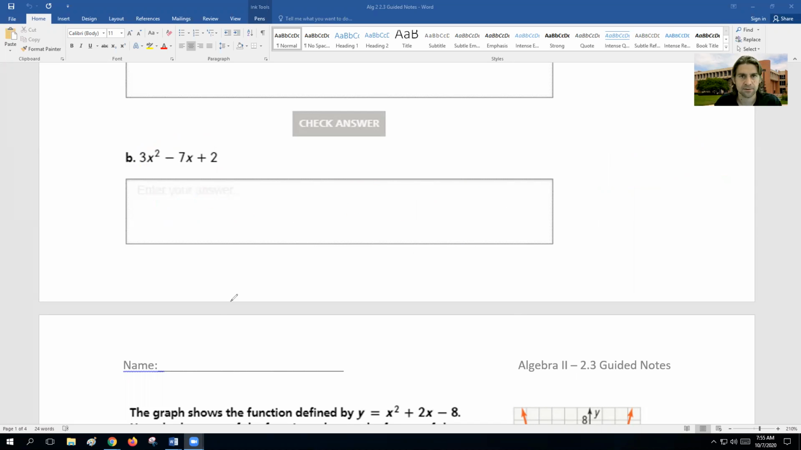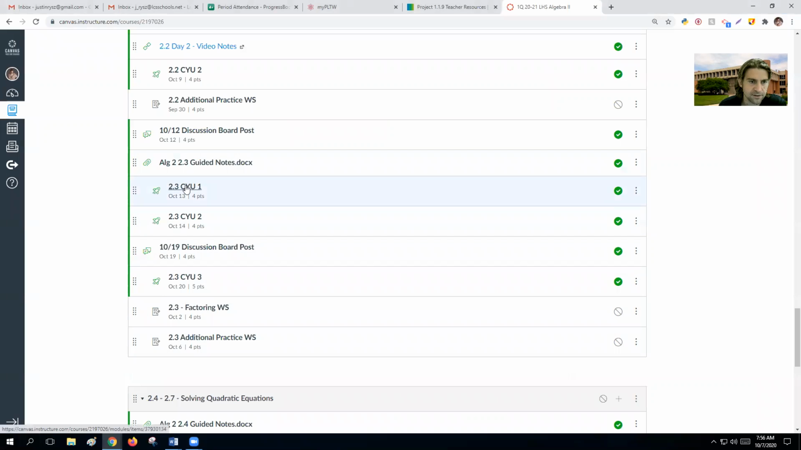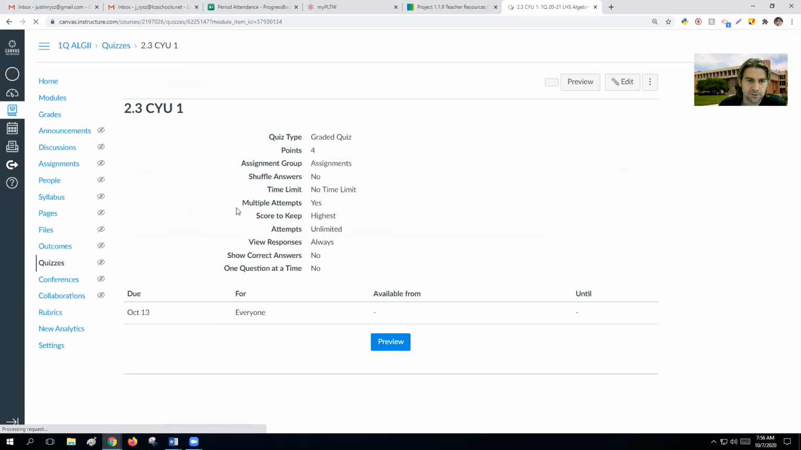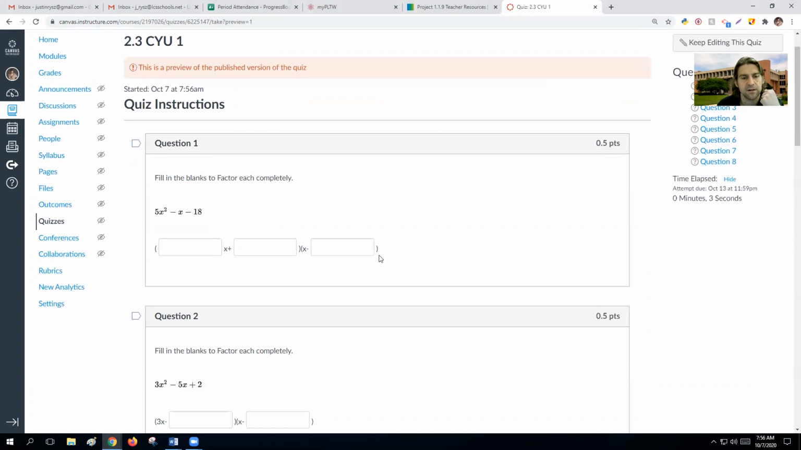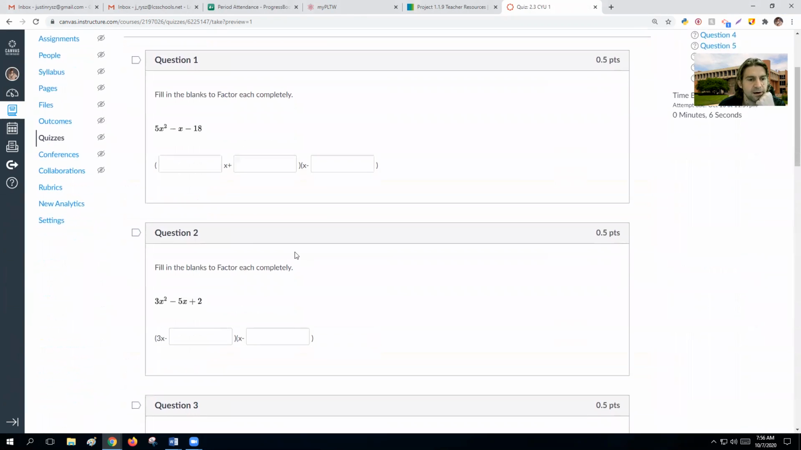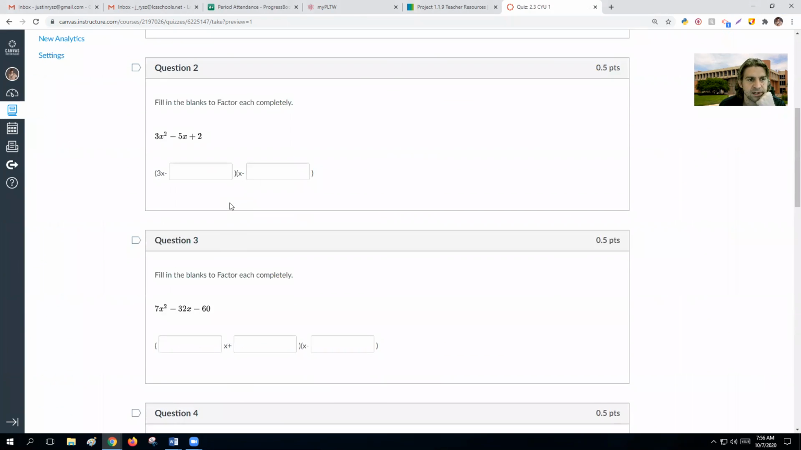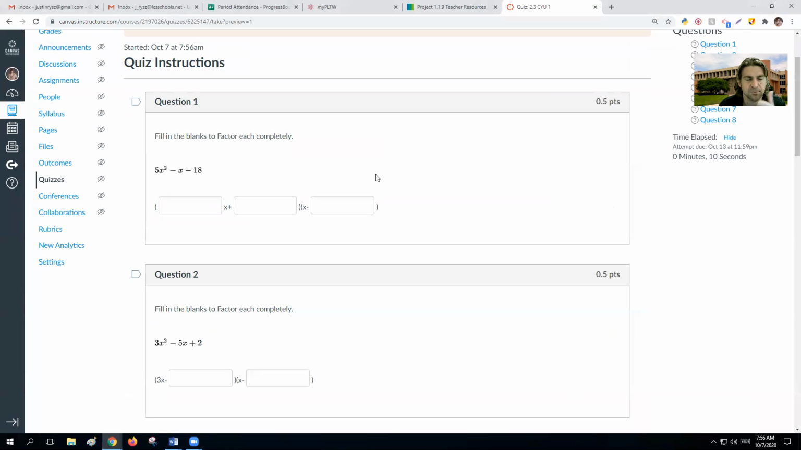Okay, so let's go through now and take a look at our CYU. We're taking this section slow so we understand the problems that typically happen and you guys get your practice through. Okay, so let's look at the CYU here. You guys are doing 2-3 CYU1. Let's preview this and look for some of the tougher problems. There's 8 of them here that you guys will need to do. All right, and let's just start out with the first one here.